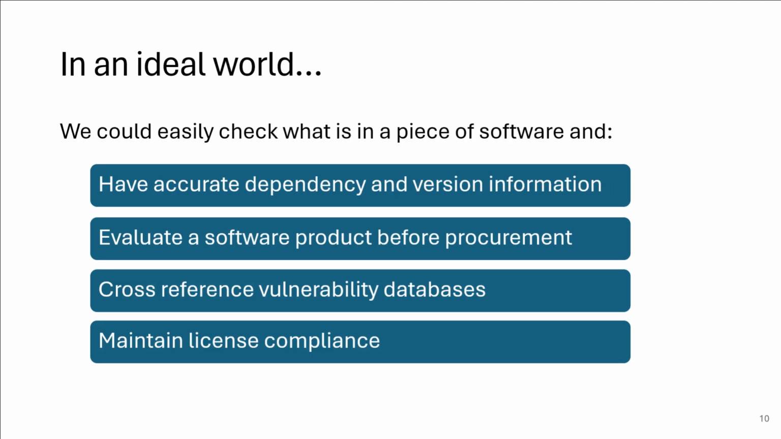Well, in an ideal world, we would be able to easily check what is included in a piece of software. This would give us accurate dependency and version information. We would also be able to evaluate a software product before procurement, so we would know what is in it before we decide to buy or to include it in our build. We could also cross-reference with vulnerability databases to see if we're using a version of a library that has a known vulnerability in it. And we should also be able to maintain license compliance. It's not as flashy as security, but it's just as important.